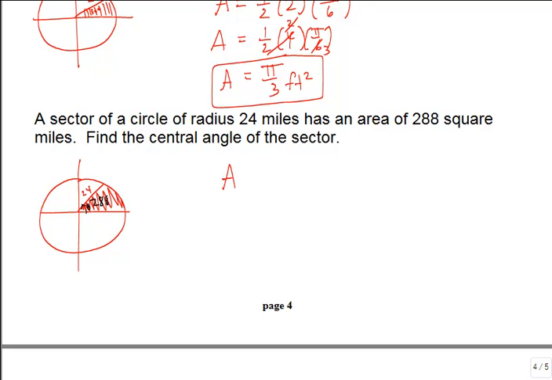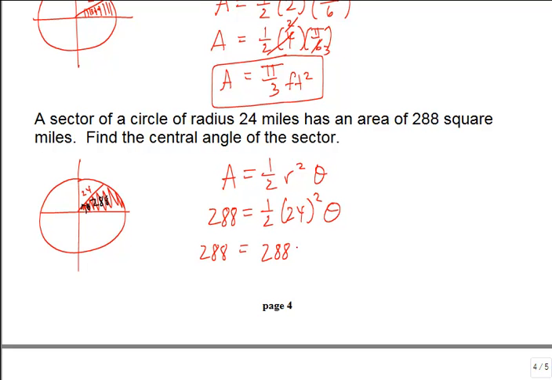So our formula is A equals 1/2 r squared theta. This time I already know what the area is. It's this 288 square miles. So 288. I know what my radius is. It's 24. So we're just looking to solve for theta. Now if you take 24, square it, and divide that by 2, you end up getting 288 right back again. So when I divide both sides by 288, we get theta equals 1.